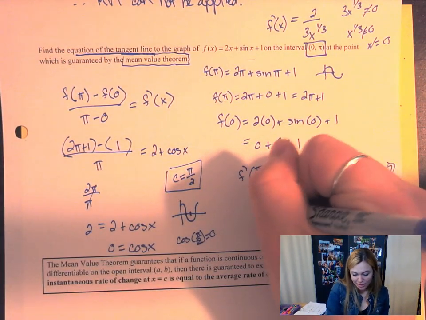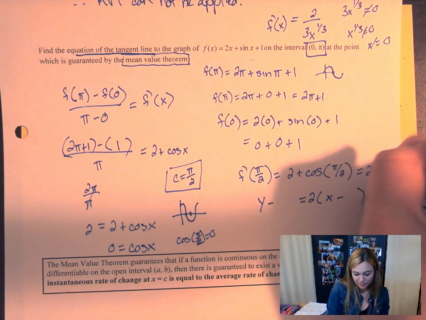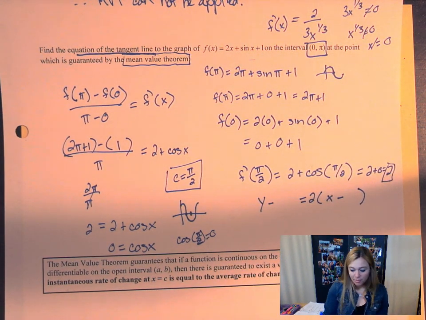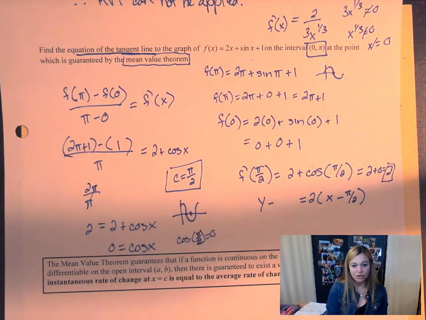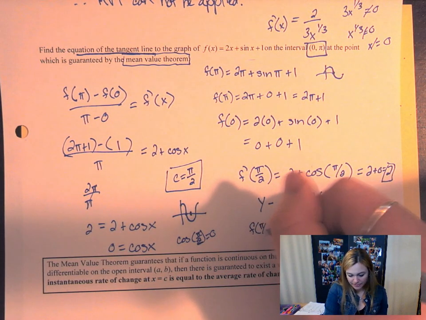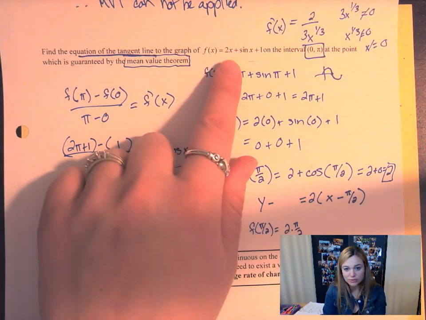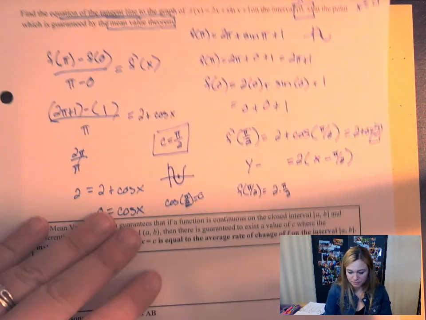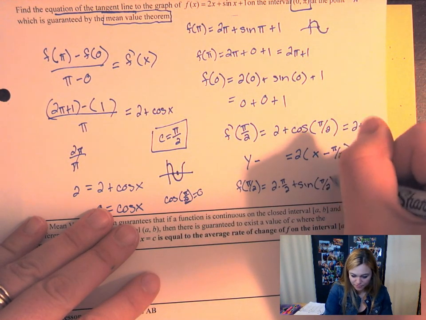So when I do y minus y1 is equal to m times x minus x1, we did that part already. My x value we know is pi over 2 because we found this here. And then the last thing you need to do is just find the function value. So the function value at pi over 2: 2 times pi over 2. I'm going back up to this original function. Plus sine of pi over 2. Plus 1.